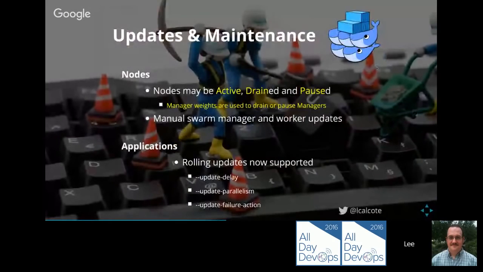Swarm 1.12 added the ability to put hosts into maintenance mode and drain existing workloads off of a node in order to maybe do physical maintenance to the actual server that's running these workloads. So that's certainly a step forward. It also now has support for rolling updates. So to the extent that you're updating your application, you can use different strategies to roll out updates to your application.